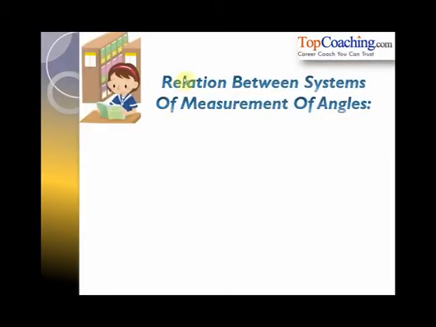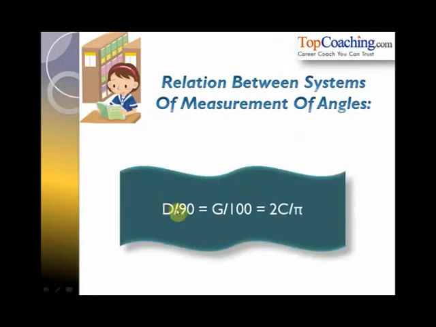Let's now see the relation between the systems of measurement of angles, that is the degree form, the radian form and the grade form. So the relation is d by 90 is equal to g by 100, which is equal to 2c by pi. Simply, this is the relation between the three systems of measurement. d represents the angle in degrees, g represents the angle in grades and c represents the angle in radians. This relationship helps us to convert the angle from one form to the other.